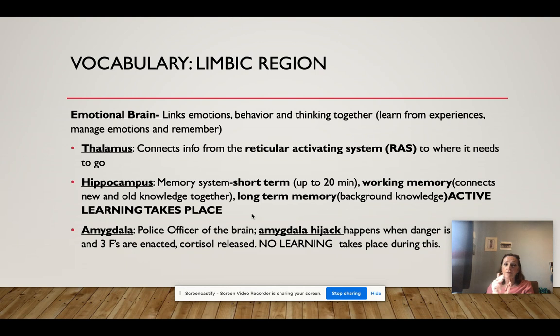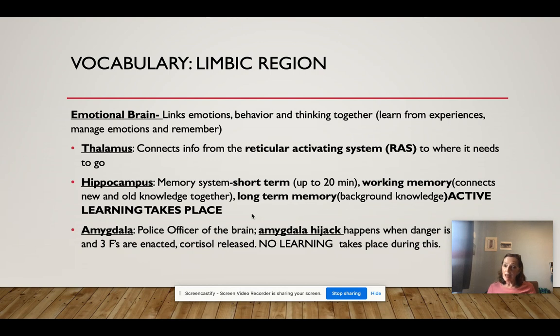However, if you have that reticular activating system grabbed and it's perceived as an alert or alarm, then we're talking about the amygdala. The amygdala is that police officer of the brain. Amygdala hijack happens when danger is perceived. That's an important concept. Danger is perceived, and fight, flight, and freeze are enacted. Remember those. We've talked about those in other trainings.